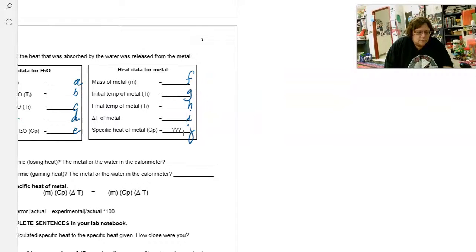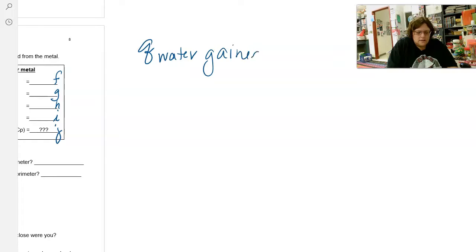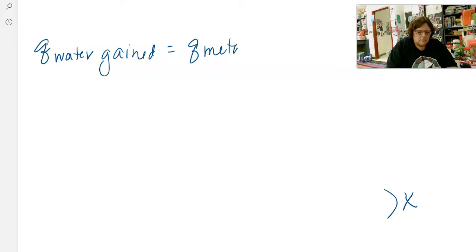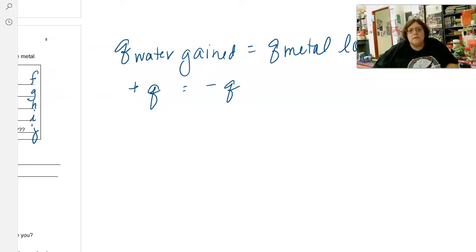So the first thing we need to remember is what we were doing: heat was transferring. We use Q to represent heat. So we had heat that the water gained was equal to the heat that the metal lost. All right, so that's a positive Q is equal to Q, but it would have been a negative because it lost energy. So the first thing we need to do is calculate the energy that the water gained.